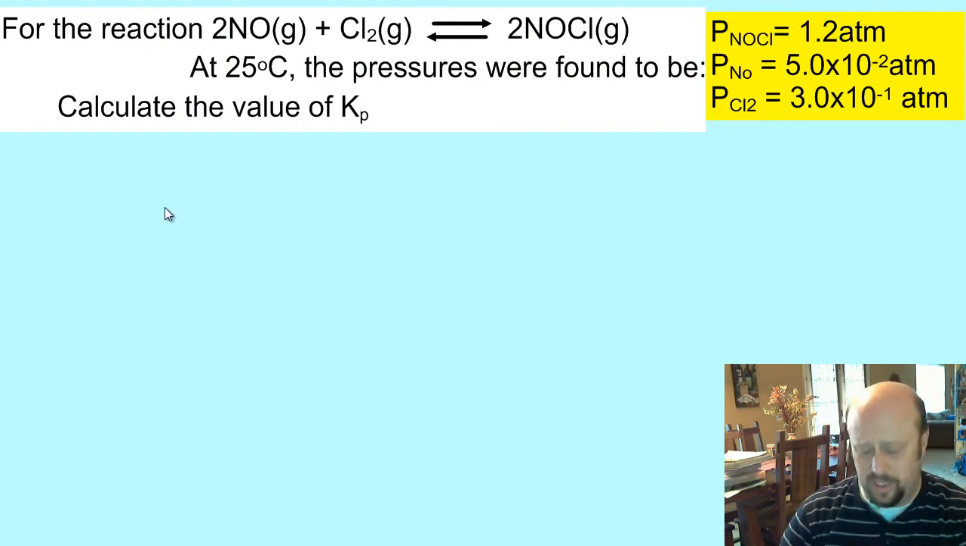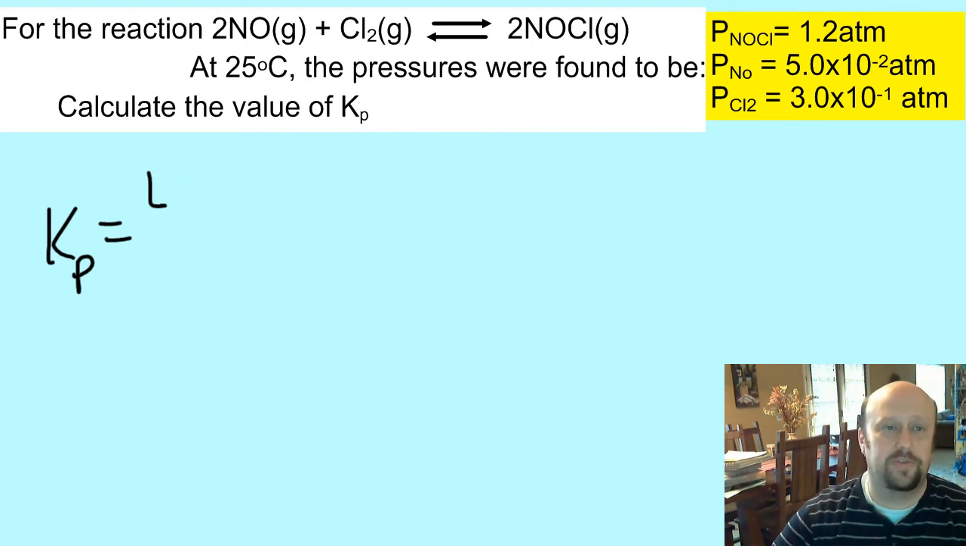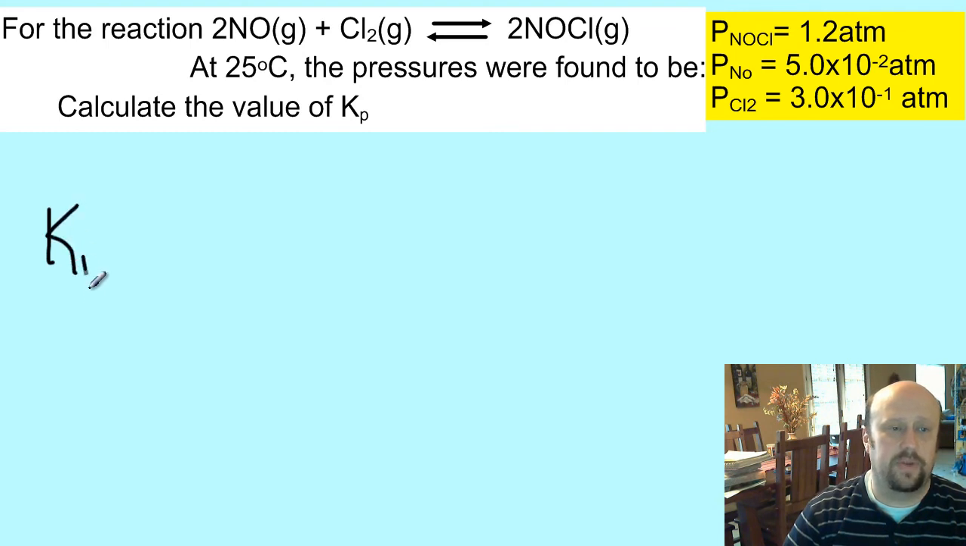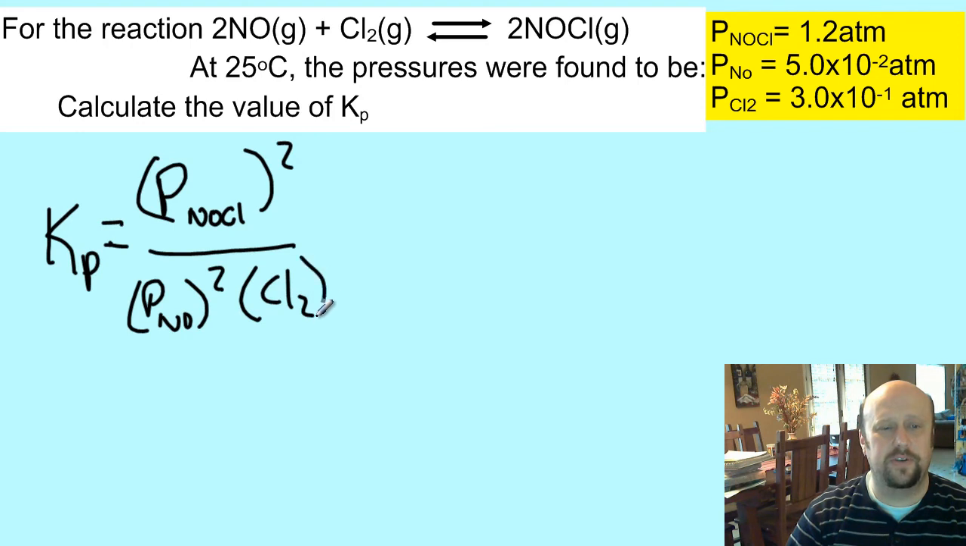So let's just calculate one of these real quick, just to make sure that we can. And so our Kp in this case is going to be equal to, whoops, I almost fooled myself there and did a little concentration thing. Okay, so Kp is going to be equal to the partial pressure of our NaCl, and that's going to be squared, because it's got a 2 here, over the partial pressure of NO, also squared because of its coefficient, and then Cl2.